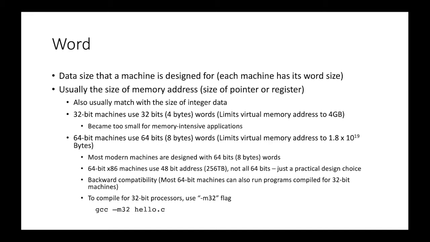The 64-bit x86 machines use only 48-bit addresses, which is 256 terabytes, not all 64 bits. This is just a practical design choice. Most 64-bit machines can also run programs compiled for 32-bit machines and offer perfect backward compatibility. To compile for 32-bit processors, GCC has a -m32 flag.